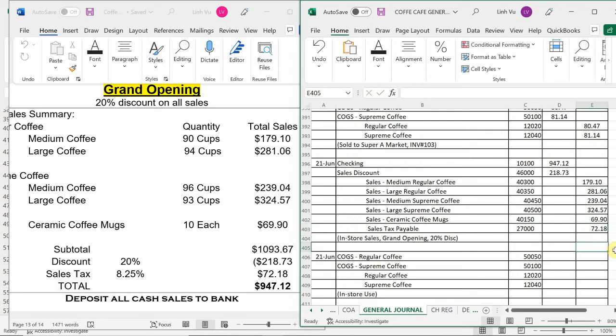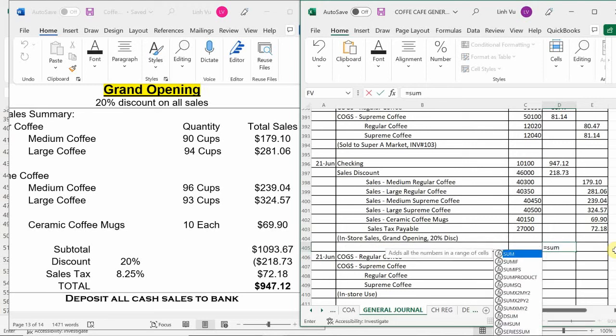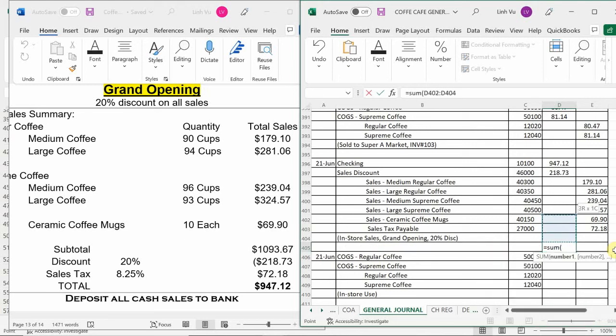72.18. Okay. So let me double confirm that there's no typos in here. So I have 1,065.85 on the left, 1,065.85 on the right. 1,065.85 on both sides. Good. So, what do I need to do now? Okay, and you need to set aside your deposit. Set aside your deposit. Good.